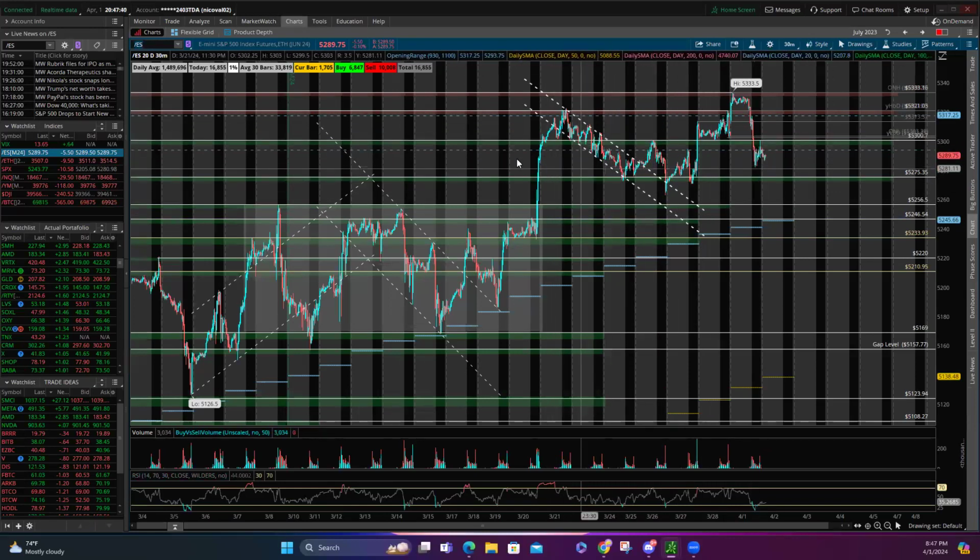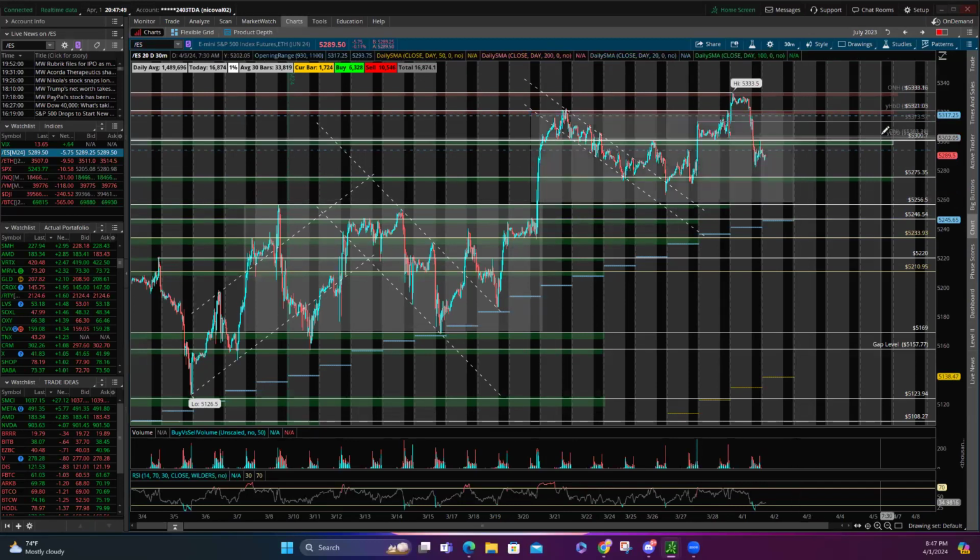Now we are kind of at this level, trying to see if we're going to move out of our new block. Here's our new block. What's happening? We'll see tomorrow if we're going to break down or up, what's going to happen.